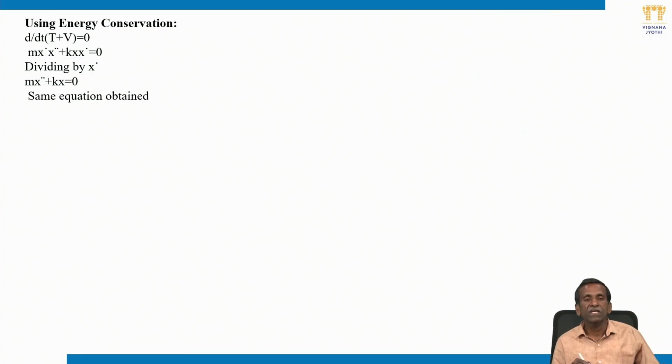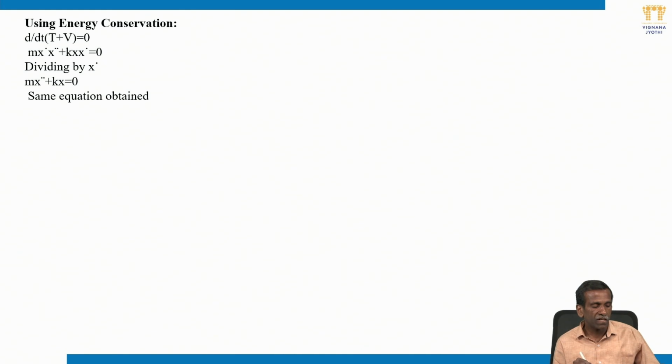There is no energy loss or gain; total energy is constant. So the differentiation with respect to time of T plus V, the total kinetic and potential energy, must be 0. If you differentiate the terms, you will get m x dot x double dot plus k x x dot equal to 0. Dividing by x dot gives the same equation.